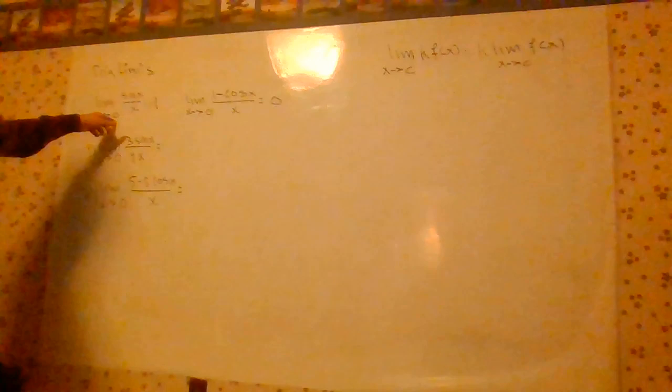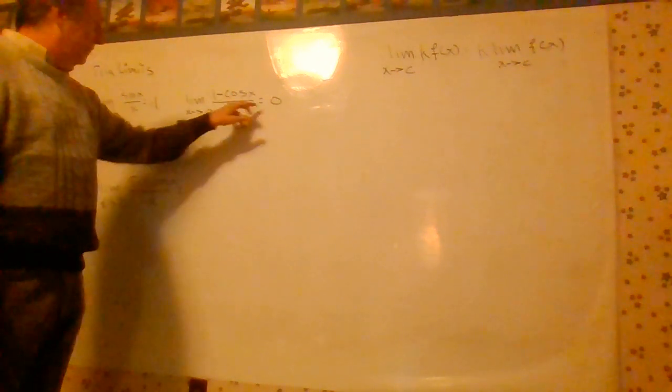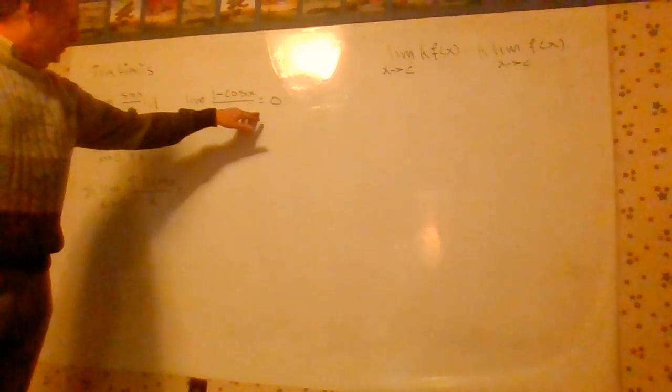We have two known limits we're going to assume. The limit as x goes to 0 of sine x over x is 1. The limit as x goes to 0 of 1 minus cosine x over x is 0. Those were from the previous assignment. I had you produce a table to identify what these limits are.